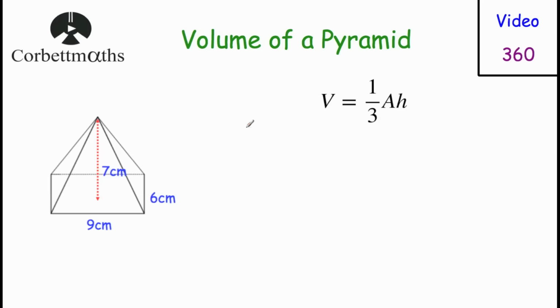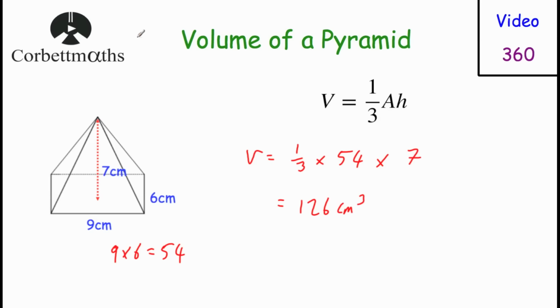Also, talking about volumes of pyramids, here's a pyramid, and if you've been given a pyramid and you're asked to find the volume of it, again the volume is equal to a third the area of the base times the height. So it's going to be a third times the area of the base, well, that's 9 times 6, which is 54, times its perpendicular height, so that's from the base straight up to the top, which is 7 centimeters. And whenever we work that out, we get 126 centimeters cubed. As I said, the volume of a cone and a pyramid will be very useful, or essential, for finding the volume of a frustum.